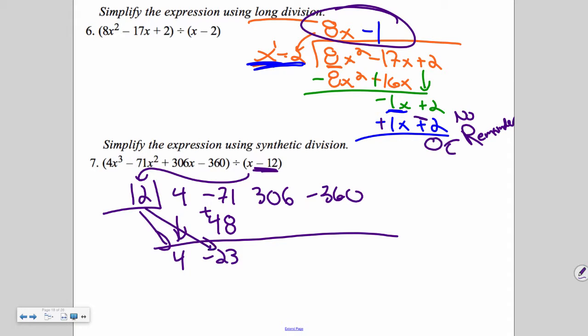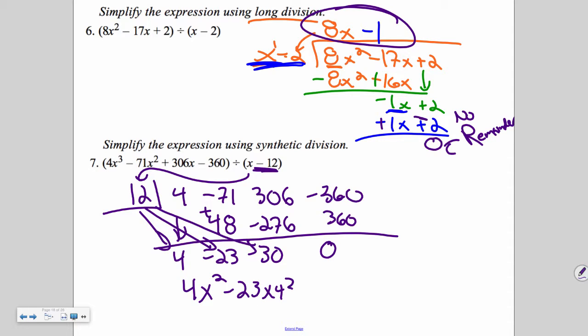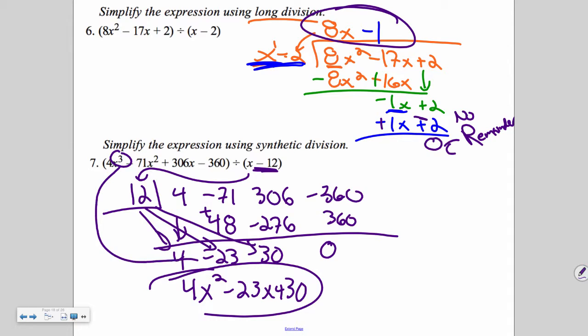I do 12 times negative 23, I get negative 276. I add those, I get 30. 12 times 30 is 360. I add those, I get 0. So my answer to this is 4x squared minus 23x plus 30. That is my final answer. I drop one of the powers. It was 3. I make it a 2.